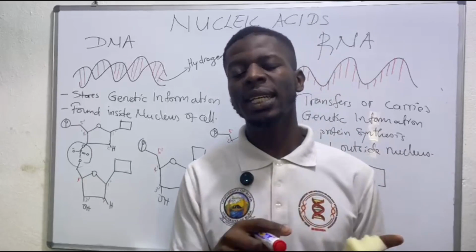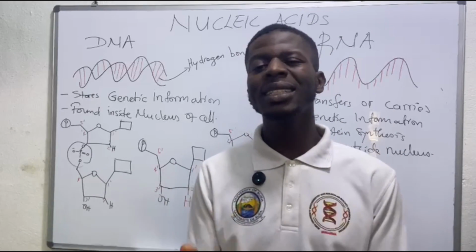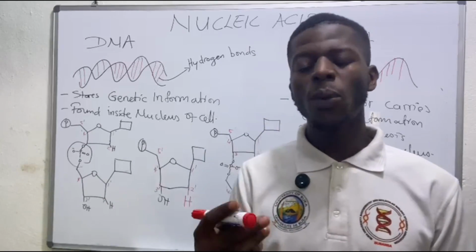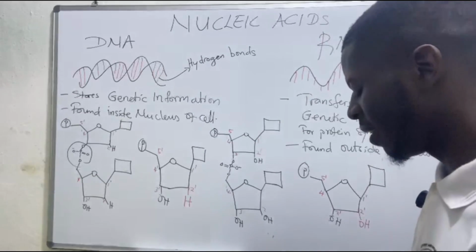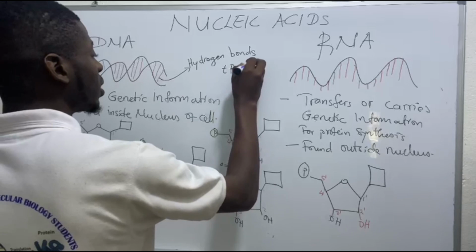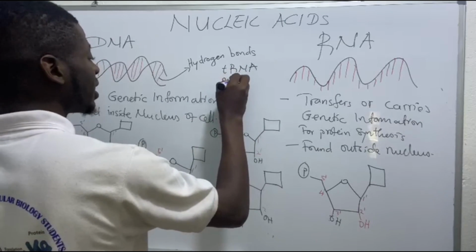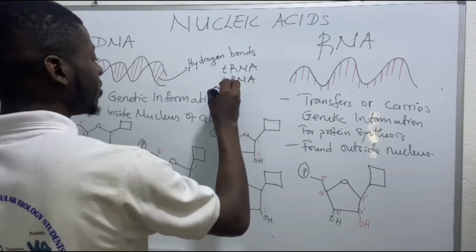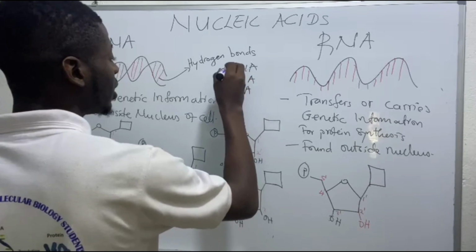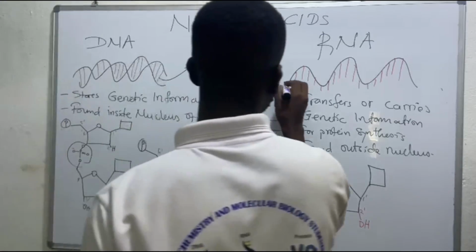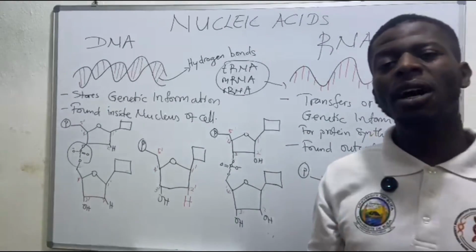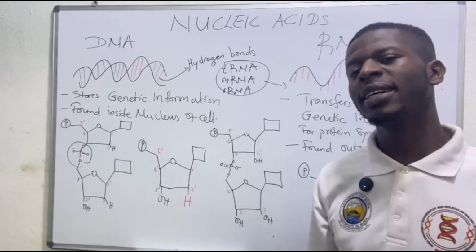While RNA on the other side is a single-stranded molecule that carries the information that is to be used for the synthesis of proteins. And we have three types of RNA. We have the transfer RNA, which is written as tRNA. We have messenger RNA, which is written as mRNA. And we have rRNA, which is ribosomal RNA. So all these forms of RNA are involved in protein synthesis. And this RNA is found outside the nucleus of a cell.